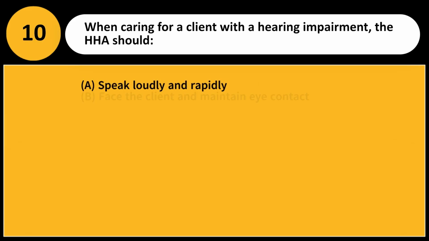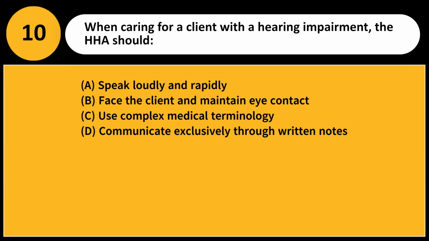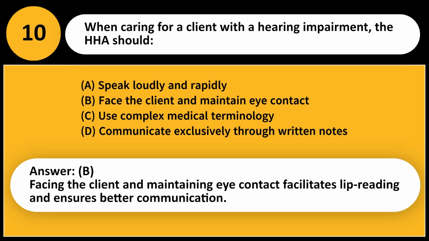When caring for a client with a hearing impairment, the HHA should: A. Speak loudly and rapidly. B. Face the client and maintain eye contact. C. Use complex medical terminology. D. Communicate exclusively through written notes. Answer: B. Facing the client and maintaining eye contact facilitates lip reading and ensures better communication.